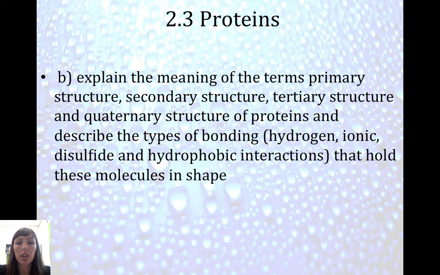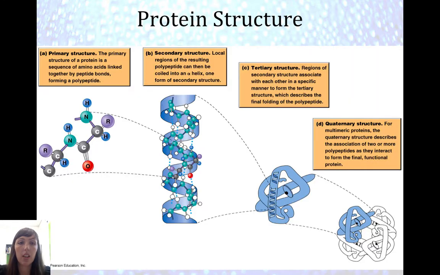Okay, so now we're going to talk about the different structures. We're going to talk about primary, secondary, tertiary, and quaternary structures of proteins, along with the types of bonding that we see there. In general, when we're talking about protein structure, you can think about 4 different types of structure that they might have, or you can also think of it as phases in a structure. So there's a primary structure. The primary structure of a protein is a sequence of amino acids linked together by peptide bonds, forming a polypeptide.